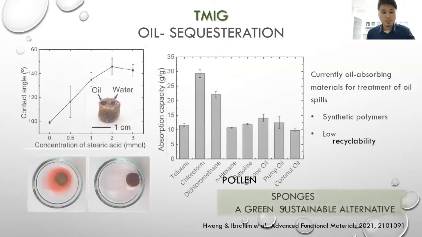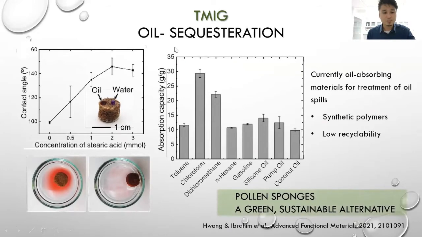We explored using these sponges for water treatment applications. After coating the sponges with natural fatty acids in the form of stearic acid, the pollen sponges were able to selectively and efficiently absorb oils present in water, as seen here with silicone oil labeled with red dye. We also quantified the absorption of various common organic pollutants. While current oil-absorbing materials are made of synthetic polymers and have low recyclability, pollen sponges provide a green and sustainable alternative to the future of water treatment.